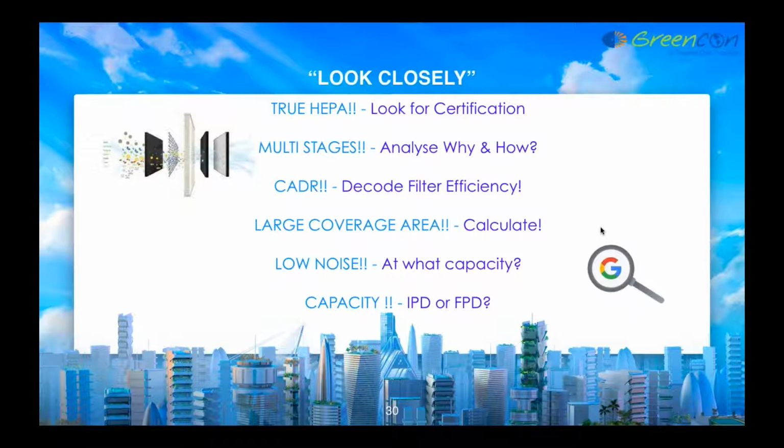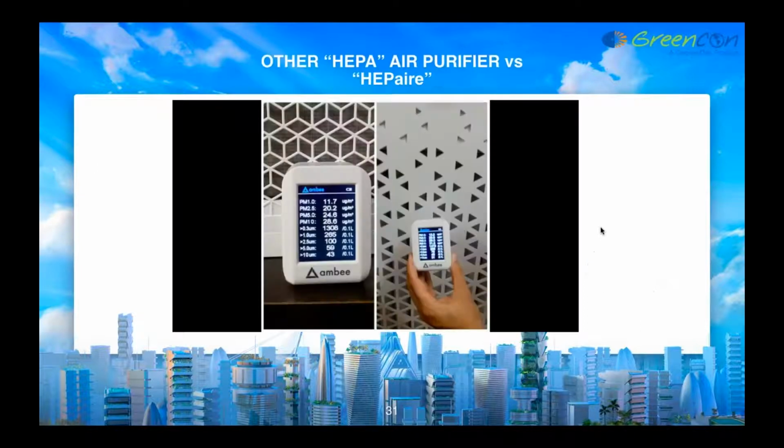And understand whether the capacity is designed at the initial pressure drop of the filter, or at the final pressure drop of the system. As the filter starts getting choked, the system flow rates would keep on reducing and the efficiency of course would increase, but eventually you would not be getting the same air changes per hour which you have originally designed for.